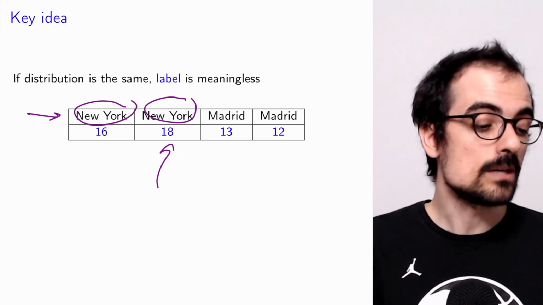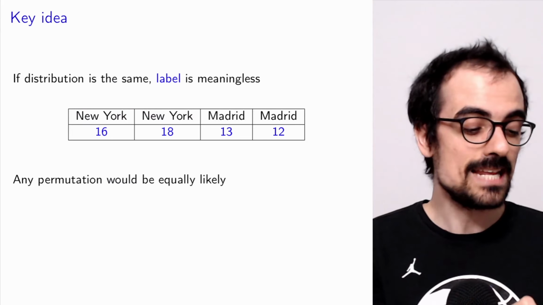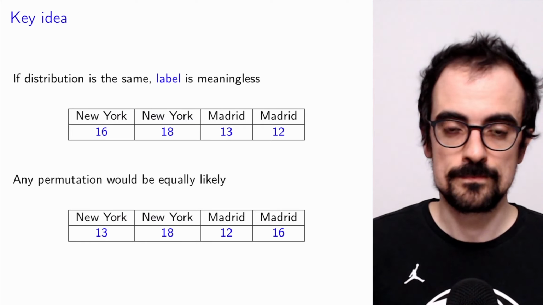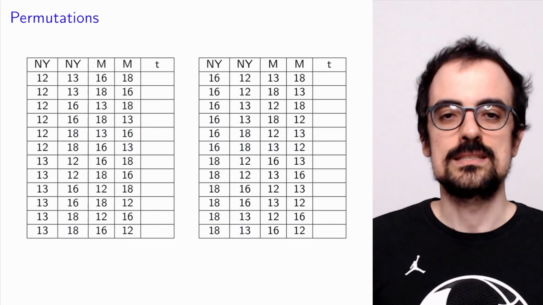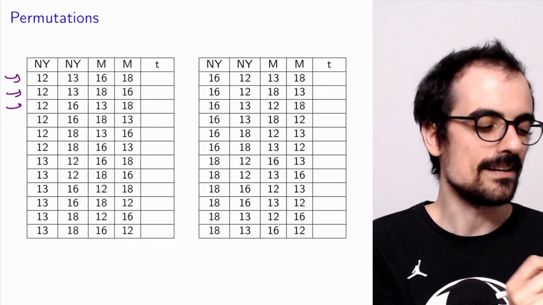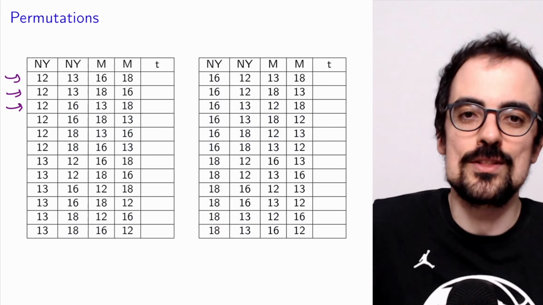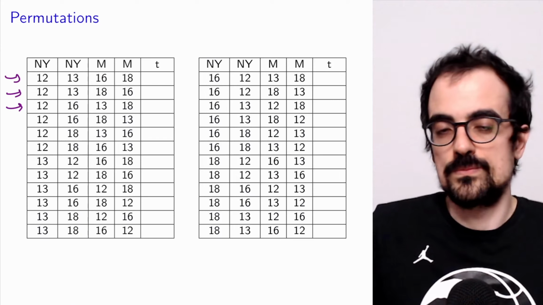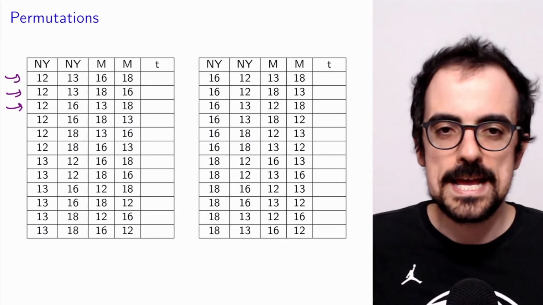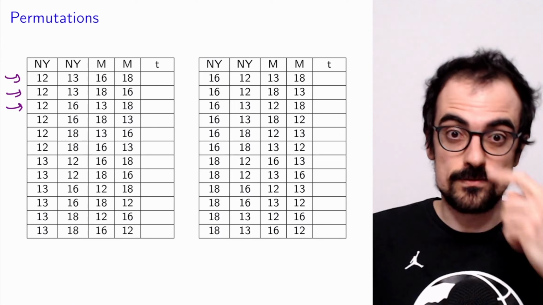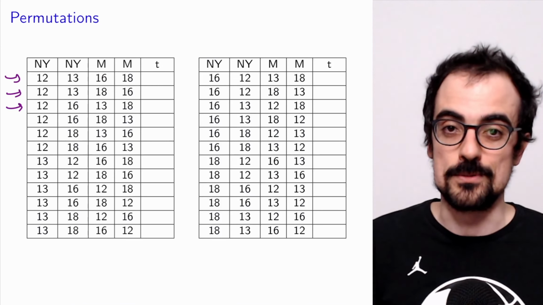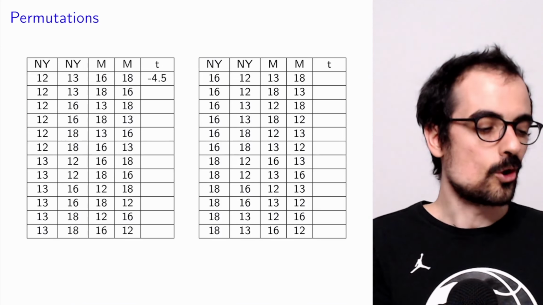If that were the case, then we would have been equally likely to see any permutation of the labels, like for example this one, that leads to a different test statistic. Now we can take a look at the test statistic corresponding to each possible permutation of the labels, which captures the fact that under the null hypothesis the labels would not be meaningful with respect to the prices, so we would have been equally likely to see any possible permutation. So these are all the possible permutations.